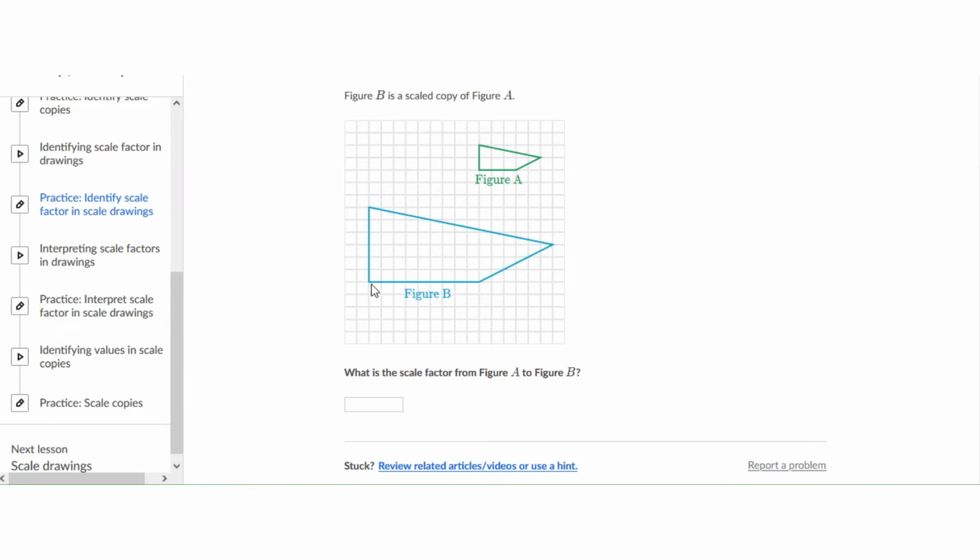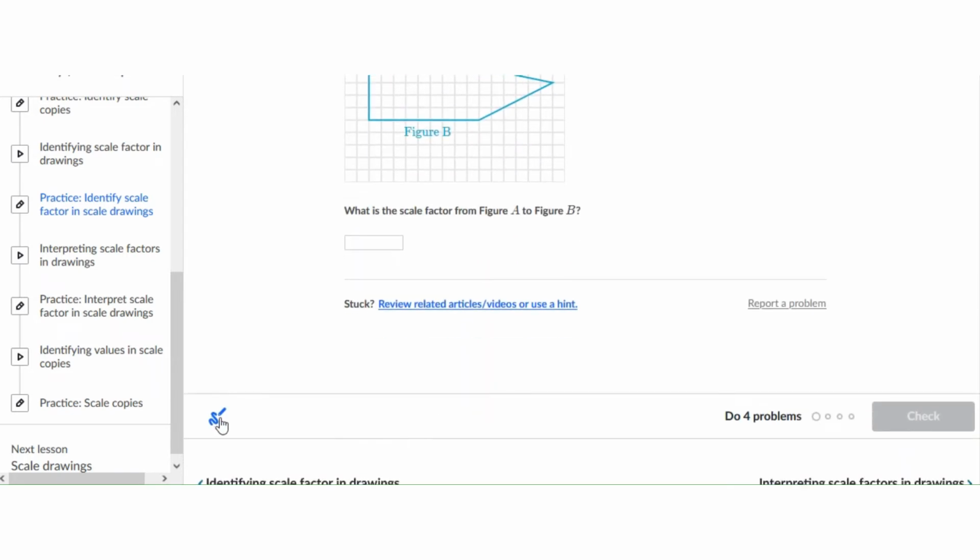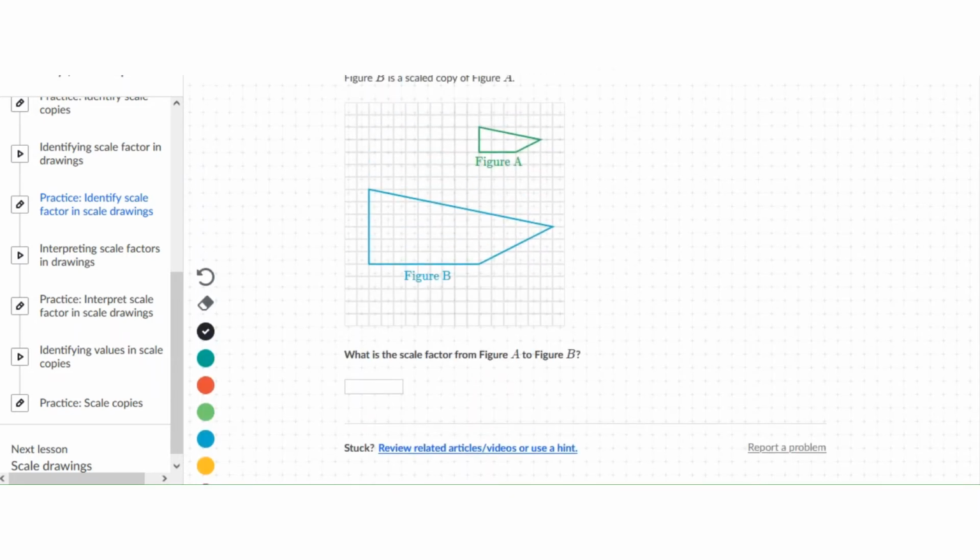Now let's find the side length. 1, 2, 3, 4, 5, 6, 7, 8, 9. 9 for this. So we are going to write here a little bit. Let's write. So the scale factor K is equal to the new side, the image, which is 1, 2, 3, 4, 5, 6, 7, 8, 9, 9 here, divided by the old one. So how much is the old one? 3. So 9 divided by 3, that is 3.